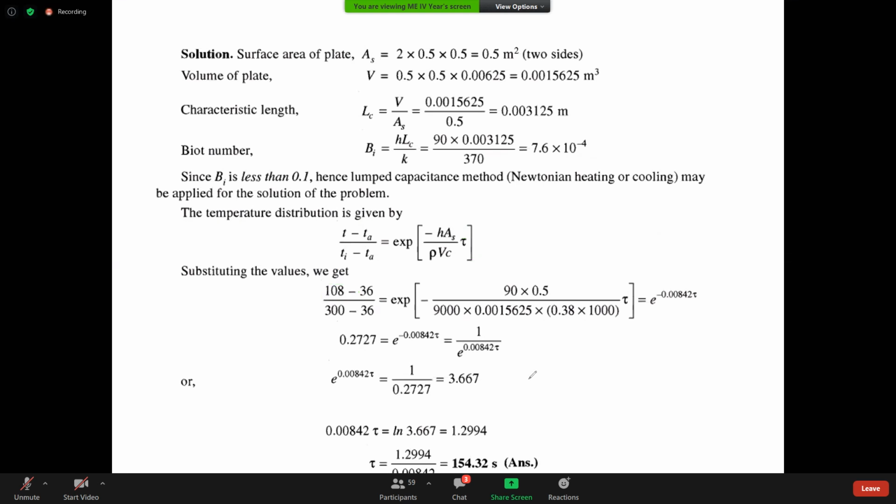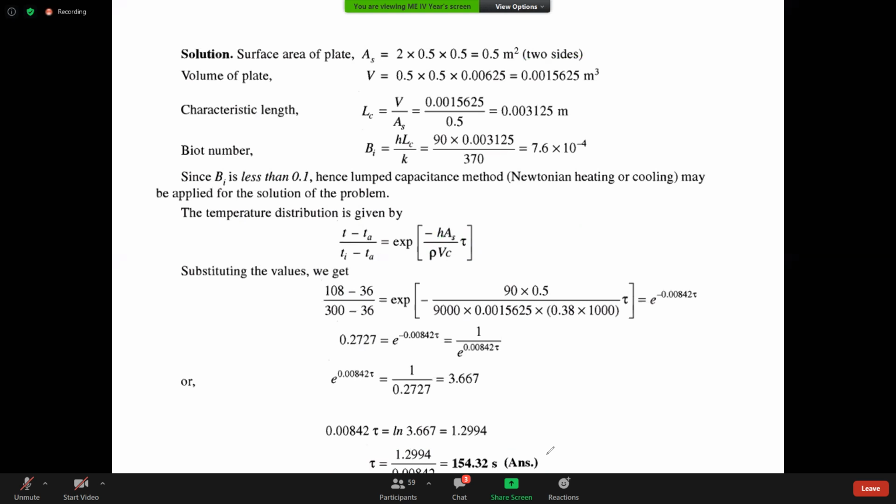Okay. So now, all temperatures are given. H is given, the surface area we can calculate from here. Rho is given, the volume we can calculate from here. Cp is also given. The only unknown is tau. Tau is calculated in seconds. That's all, very easy. If you know the LC, you can calculate the Biot number. If you know the Biot number, understanding a problem is important, and applying. That is very important.